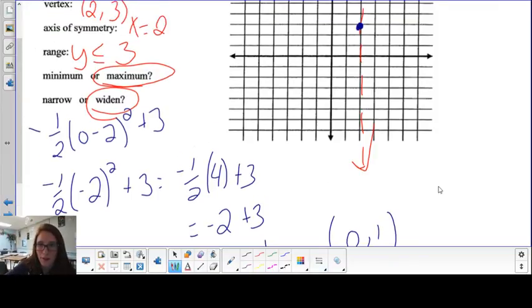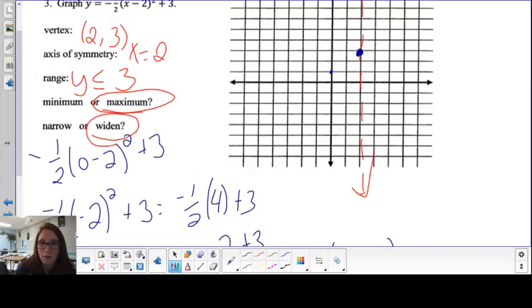So I'm going to go ahead and graph that point. So I'm going to be at 0, 1. And since I'm 2 away, I need to go 2 away to the right.